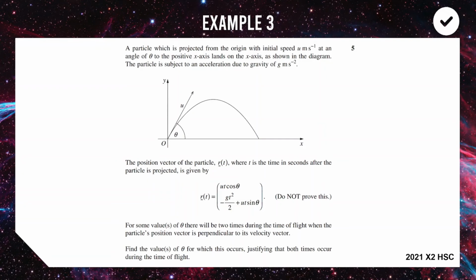We've got a particle, blah blah, all the usual stuff, gravity picture right here. They have given us the position vector, so we're not required to derive our horizontal and vertical displacement, given to us nice and easy. Now here's the important part. For some values of theta, there will be 2 times during the flight when the particle's position vector is perpendicular to its velocity vector. Find the values of theta when this occurs and justify that both times occur during the time of flight. Okay, so we're going to start off by finding the values of theta that make our displacement perpendicular to our velocity. That's where we're going to start for this 5-mark behemoth.